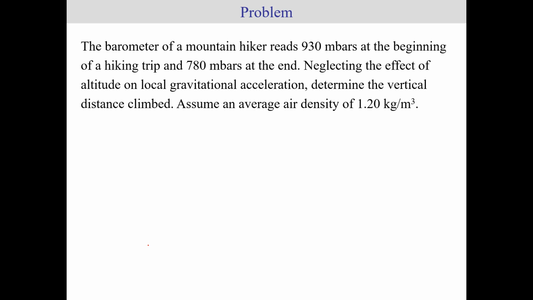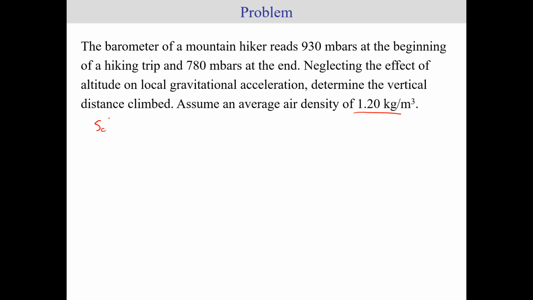Here I have the problem statement, which states that the barometer of a mountain hiker reads 930 millibars at the beginning of a hiking trip and 780 millibars at the end. Neglecting the effects of altitude on gravitational acceleration, determine the vertical distance climbed. Then assume the density of air to be 1.2 kilograms per meter cubed.